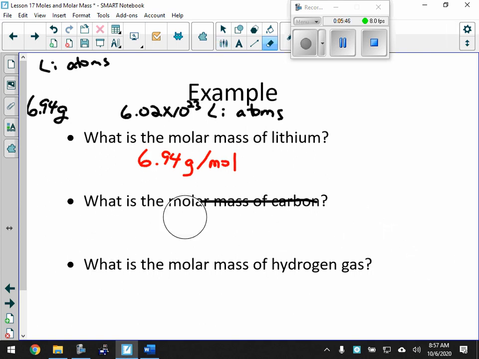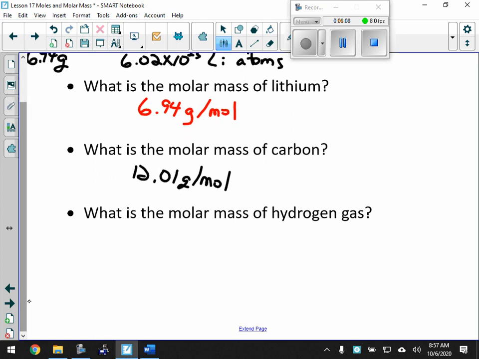The molar mass of carbon is 12.01 grams for every 6.02 times 10 to the 23 of those, or for every mole, okay? Again, these numbers you can find in the top right of your periodic table. So find carbon and look in the top right number, and it's 12.01 grams per mole, okay? This one's a little trickier.